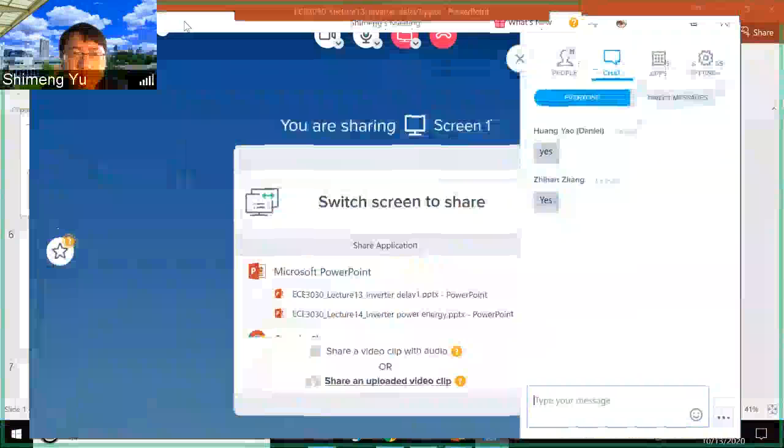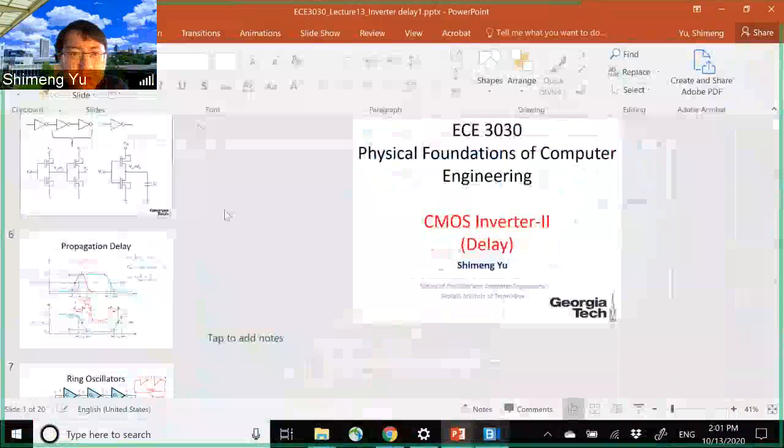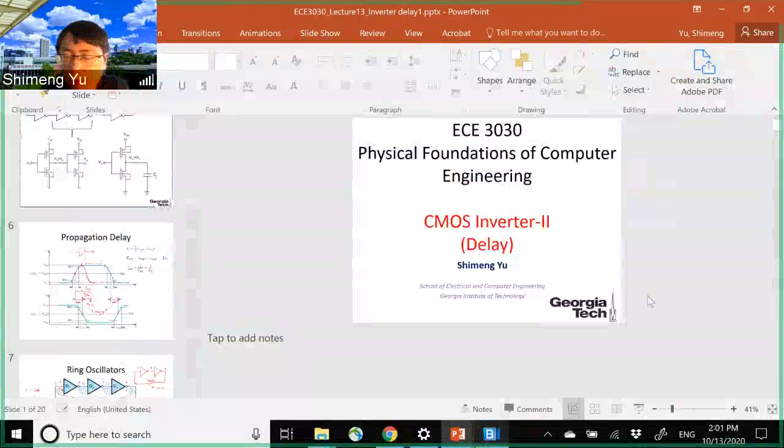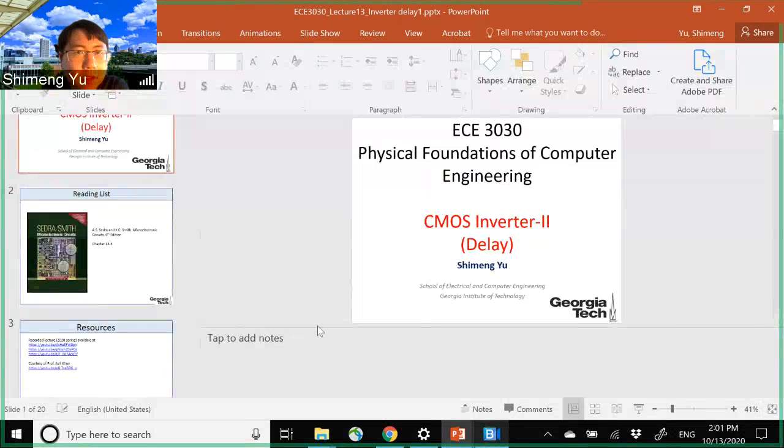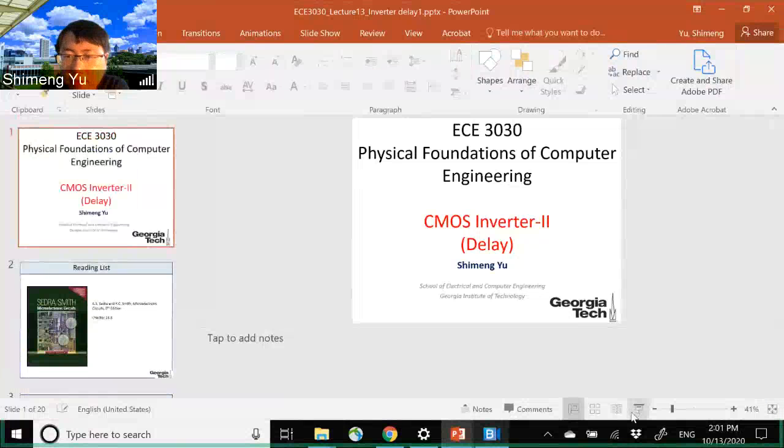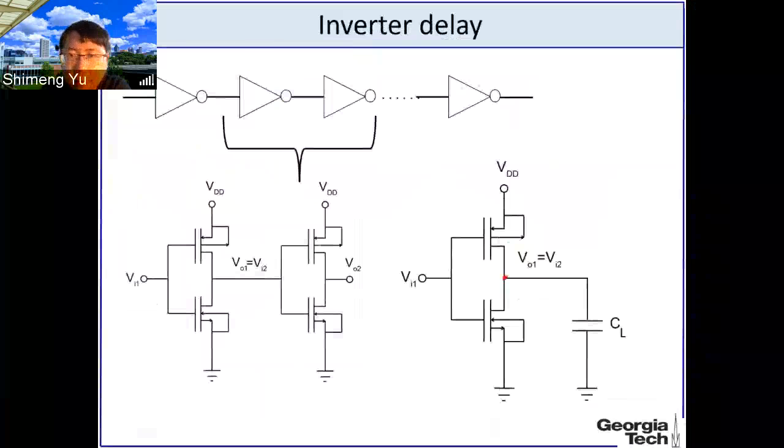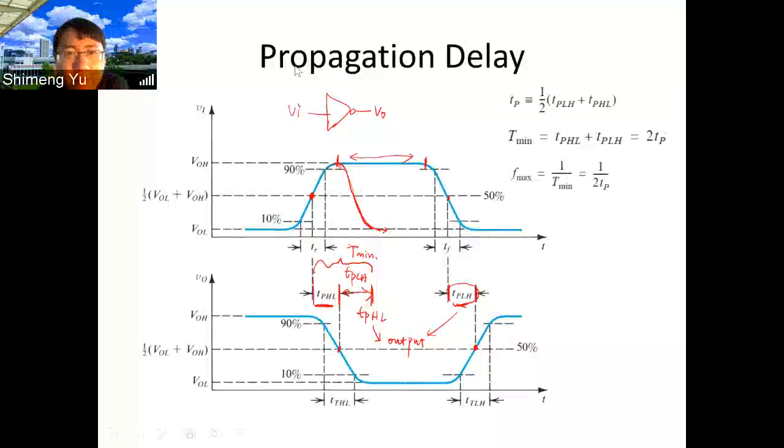Welcome back. Today we are going to discuss our discussions on lecture 13. So this is the inverter, and we discuss the delay. By definition, the propagation delay is the delay between the input switching to 50% and the output switching to 50%.